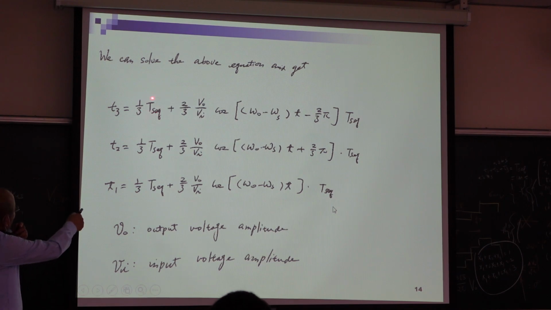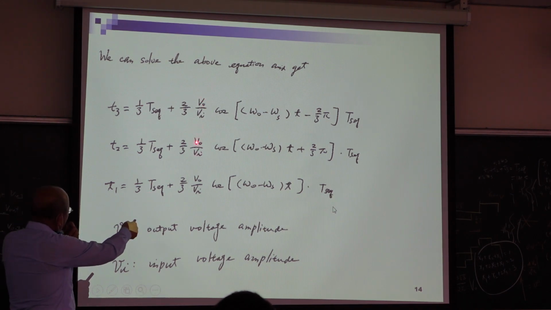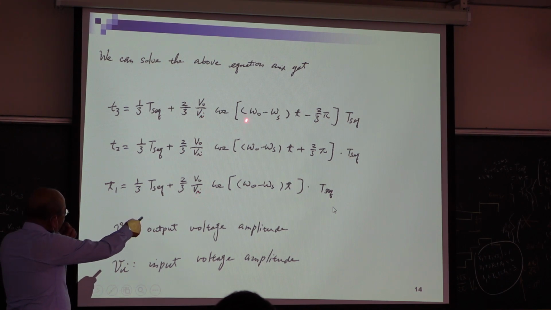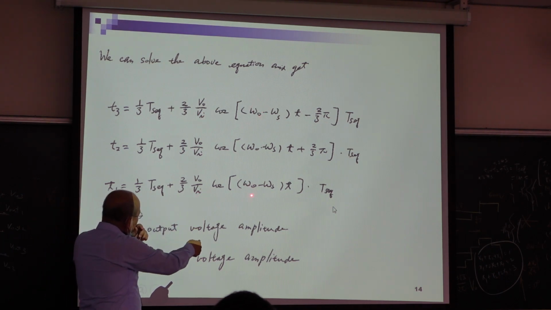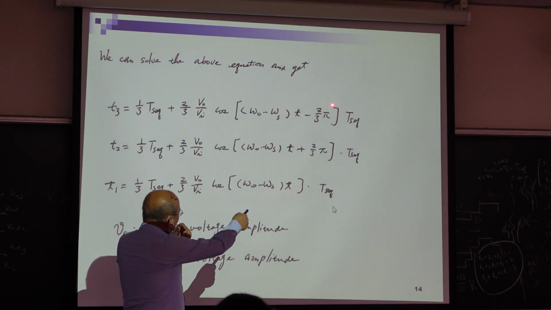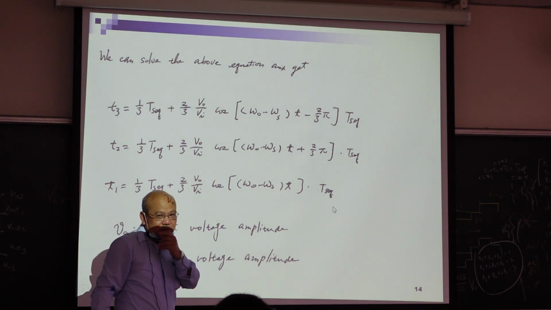They're related to T sequence, so each one is 1/3. They're related to output amplitude, input amplitude, output frequency, input frequency, and 2/3 pi and the T sequence.